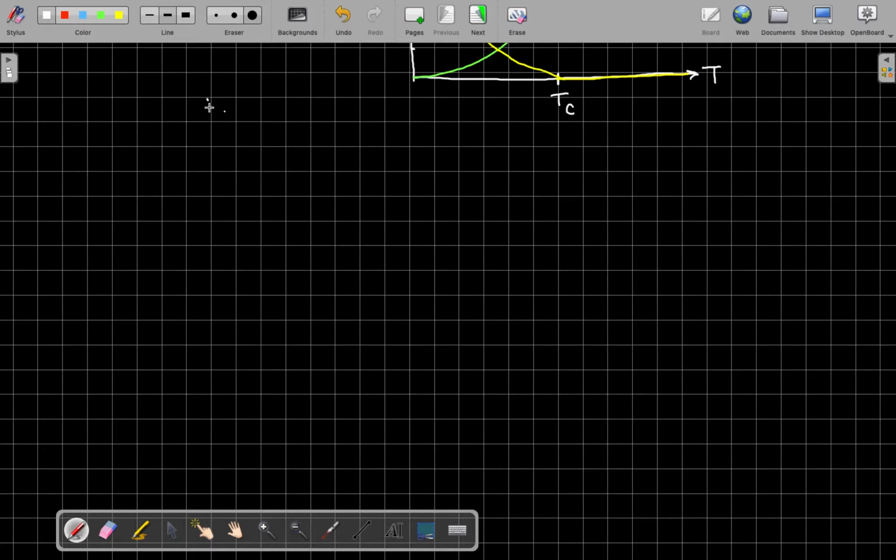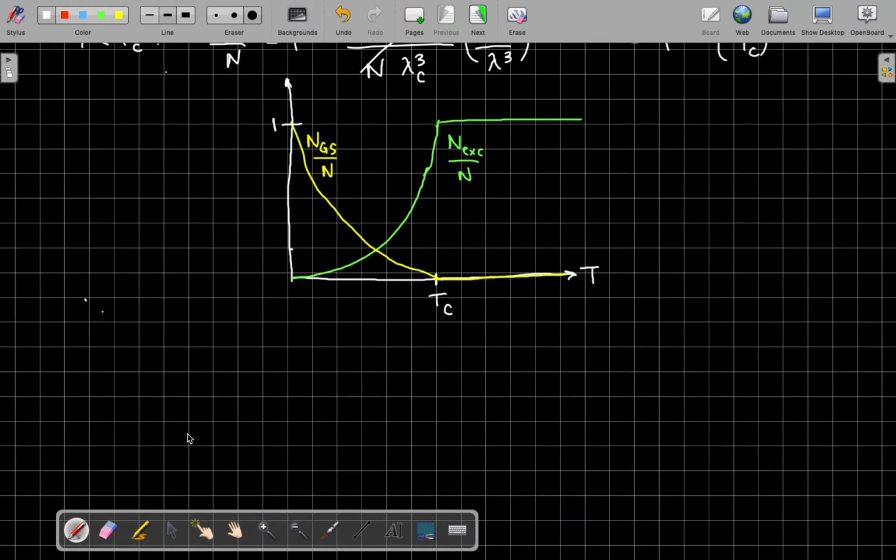But when we put back in the contribution due to the ground state, we got this nice plot for the ratio of excited particles and the ratio of ground state particles. We saw that below the critical temperature, the ratio of excited particles started to decrease while the ratio of ground state particles started to increase. And this was due to the fact that below the critical temperature, any particles that were added to the system went directly to the ground state.